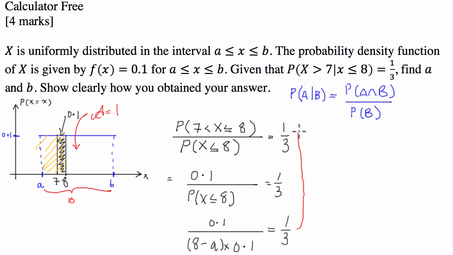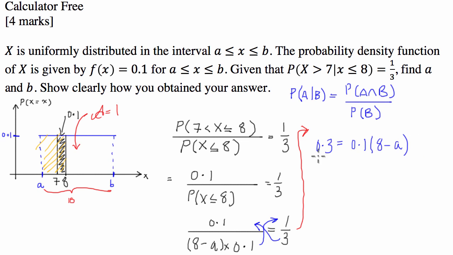Cool. So what we're going to do now, we have all the information we need to solve it. So let's just move our working out up here, save space. And now we're just going to use algebra to solve it. So I'm going to cross multiply. I'm going to take the 3 up here, I'm going to take this denominator up here, and I'm going to have 0.3 is equal to 0.1 times 8 subtract a.